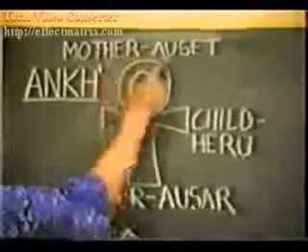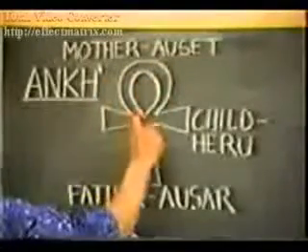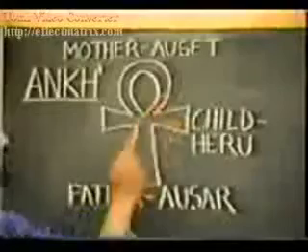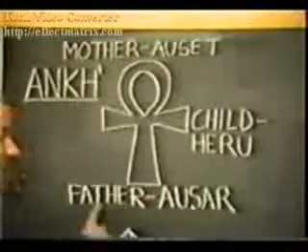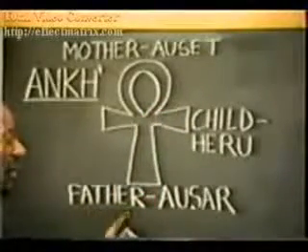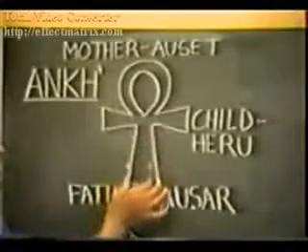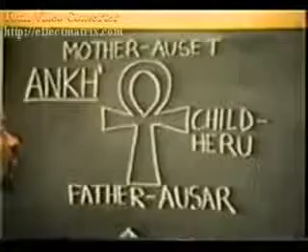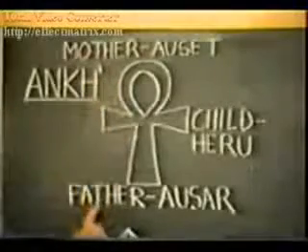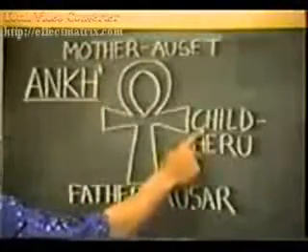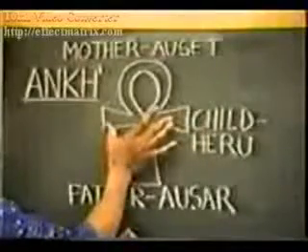The mother, or Set, symbolized by the womb. The father, Asar, symbolized by the penis. And what joins the mother to the father but the child, or the ovaries, Heru.